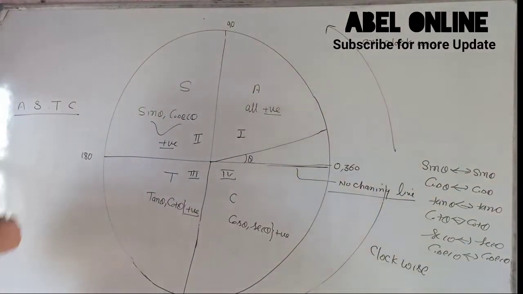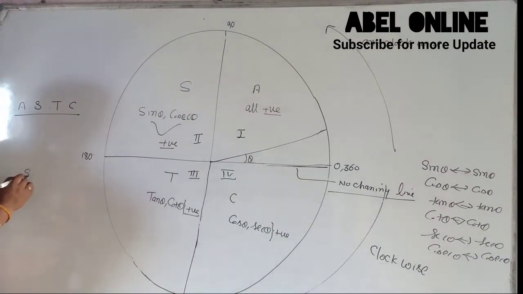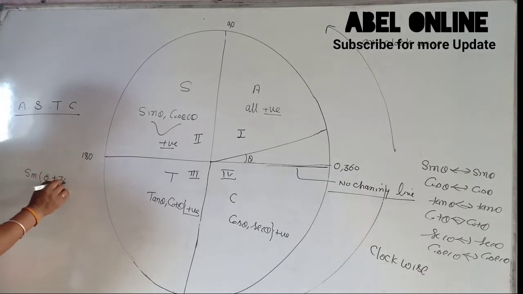If you are saying sin of 0 plus 30 degree, sin of 0 plus 30 degree means sin 30 degree.